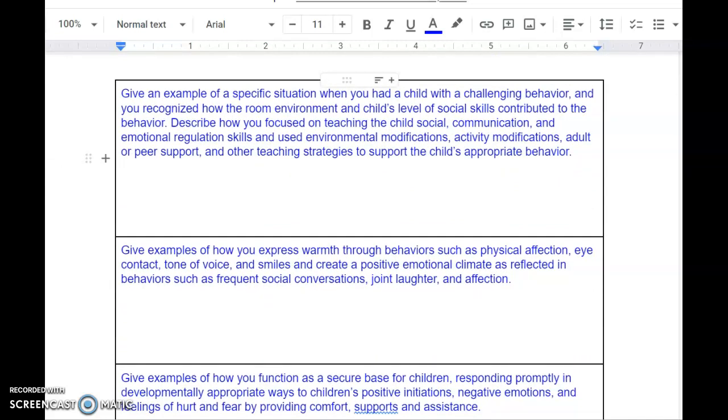Here's a different one now. Give an example of a specific situation when you had a child with a challenging behavior and you recognized how the room environment and the child's level of social skills contributed to that. Talk about that. What were some things that you could have made different and modified in the environment? Or what are things that you could do to work on teaching those social skills?